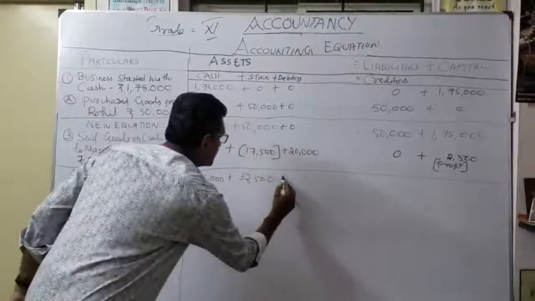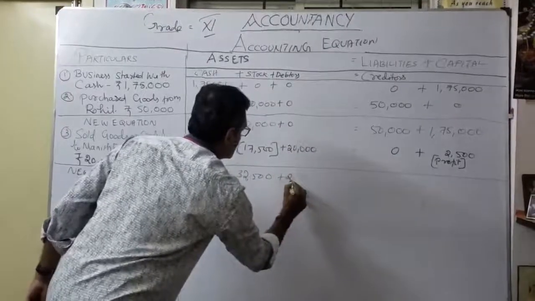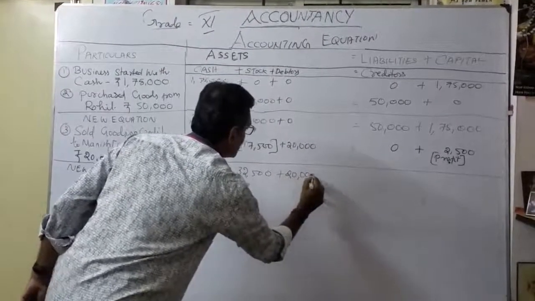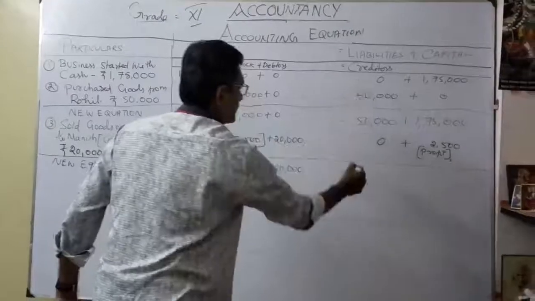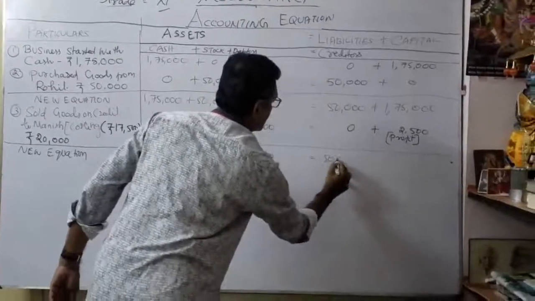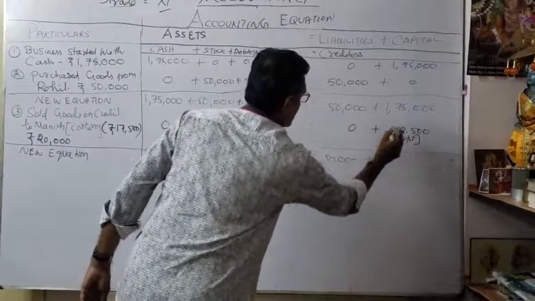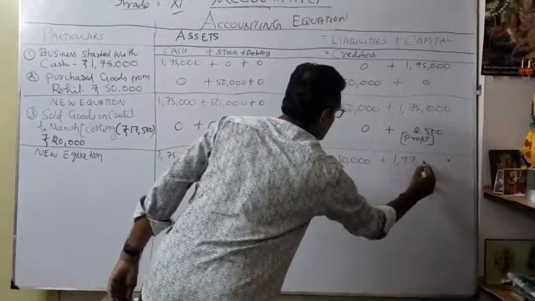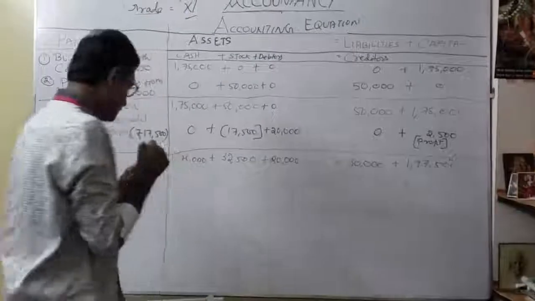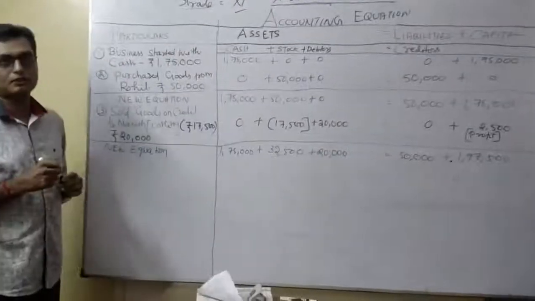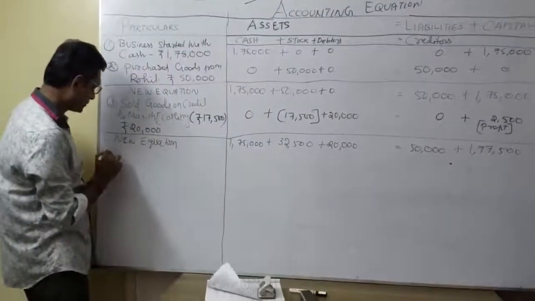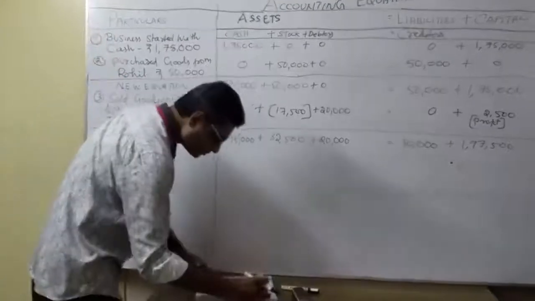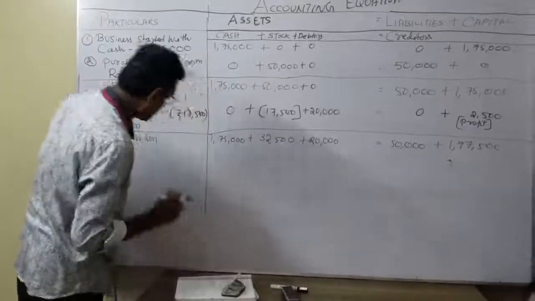So here our debtors 20,000. That's why the alignment is very important. So equal to, the same, my creditors repeating here, 50,000. Now my capital becomes how much? 1,77,500. That's the new equation. So very important. Okay, now move to the fourth transaction. What is that? Purchased furniture for office use.